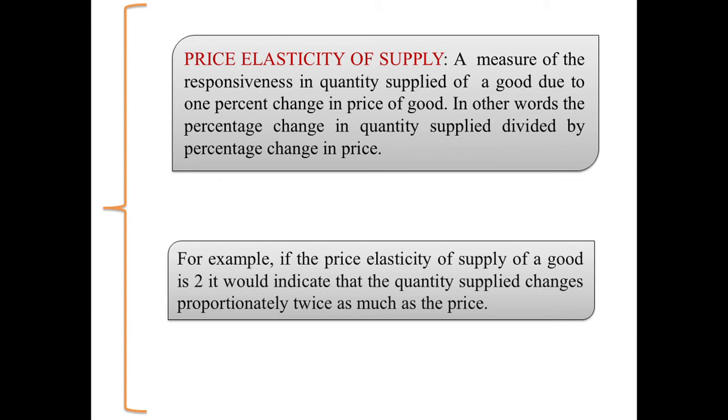So what is price elasticity of supply? It is a measure of the responsiveness of quantity supplied of a good due to a 1% change in the price of that good. In other words, the percentage change in quantity supplied divided by the percentage change in price. Price elasticity of supply is a measure of how quantity supplied responds to a change in the price of that good.